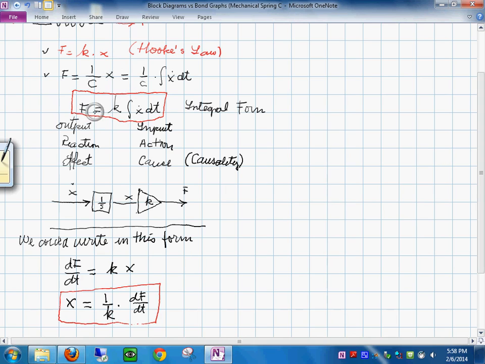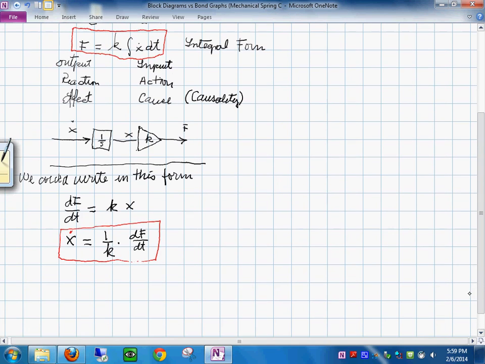No. See here, if you take the derivative, this is the velocity on this side, right? Because, yeah, if you take the derivative of both sides, it's actually x dot, that is the result right here. I knew I was missing just a little detail in there. So this is the derivative form.